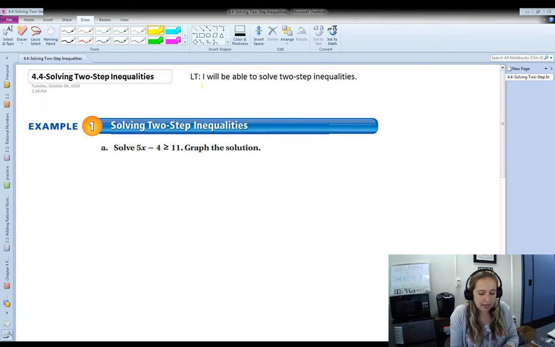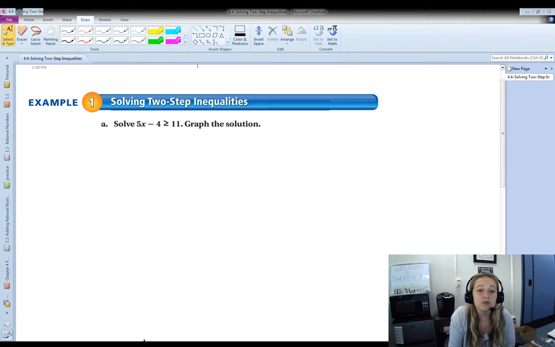All right. So to get started, let's just write the learning target, which is I will be able to solve two-step inequalities. Everything you need to know for this section, you've already learned in chapter 4 and chapter 3. So pretty much all we're going to do is just apply all of our knowledge for these more advanced problems. So solving two-step inequalities, similar to solving two-step equations. We always want to deal with the things that are unattached to the x.